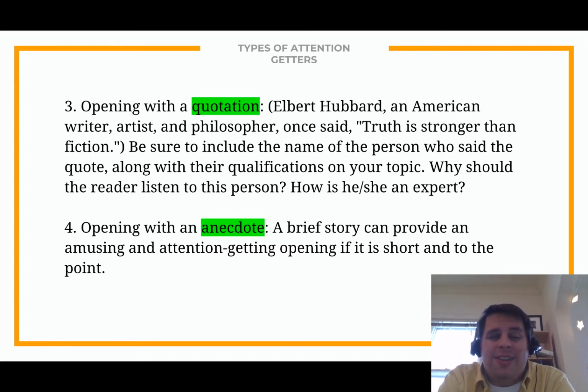Number 4 says open with an anecdote. Really, an anecdote is just a really short story, a brief story that could be maybe 2 or 3 or 4 sentences. It wouldn't take up a lot of space, but it could provide an amusing and attention-getting opening if it's short and to the point. So you might think, with your own culture and the culture that you're writing about, what kind of maybe little story from your life could you include to just get your essay going, to get people into your topic? That would be what an anecdote is. And that might be a good one to use.